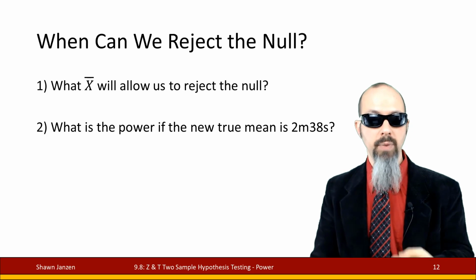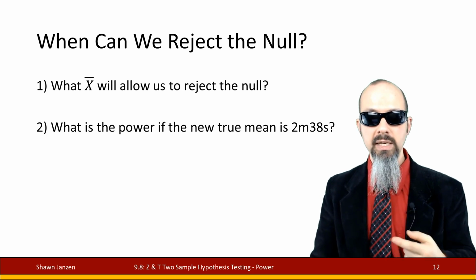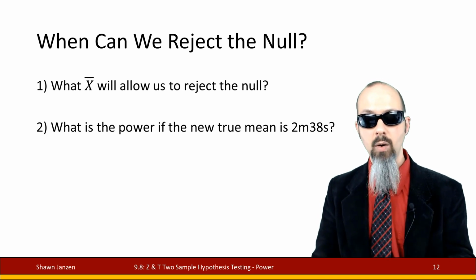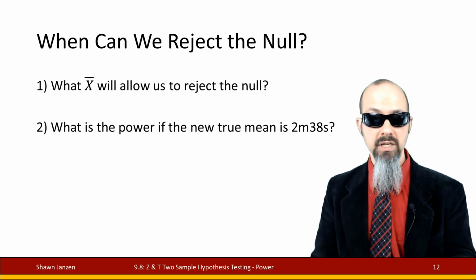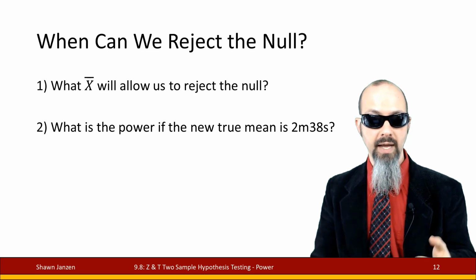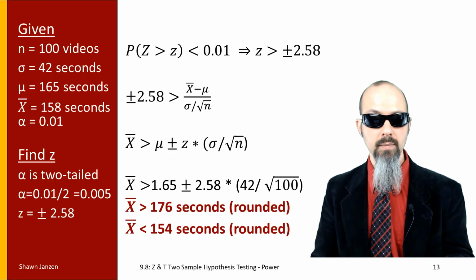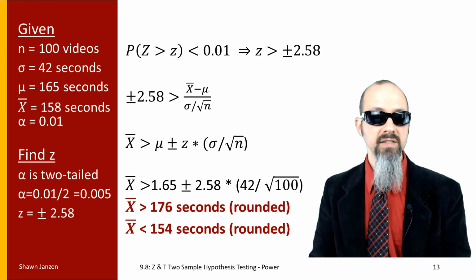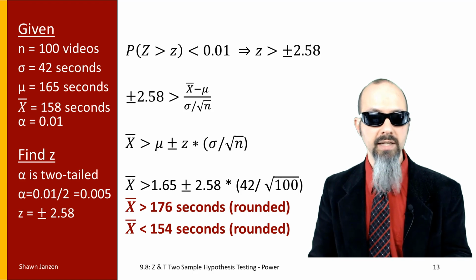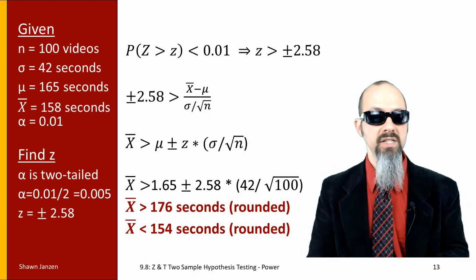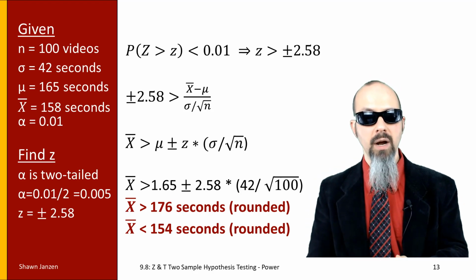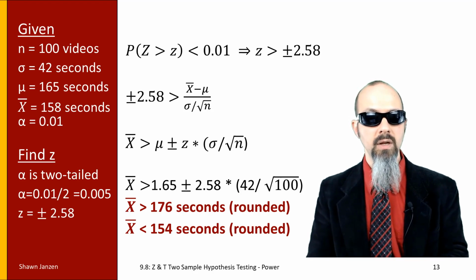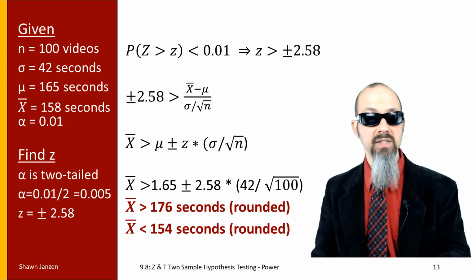At what x bar, at what mean, do we need in order to start rejecting the null? And then also, what is the power if the true new mean is actually equal to 2 minutes and 38 seconds? That was the time from our 100 videos. So let's go ahead and start with what we're given. N is 100 videos. Sigma, the standard deviation of the previously known video content, is 42, with a mu of 165 seconds. We're given an x bar of 158, but we're not going to need that just yet. And we have an alpha of 0.01. So what I want to start doing is figuring out what z is going to be.